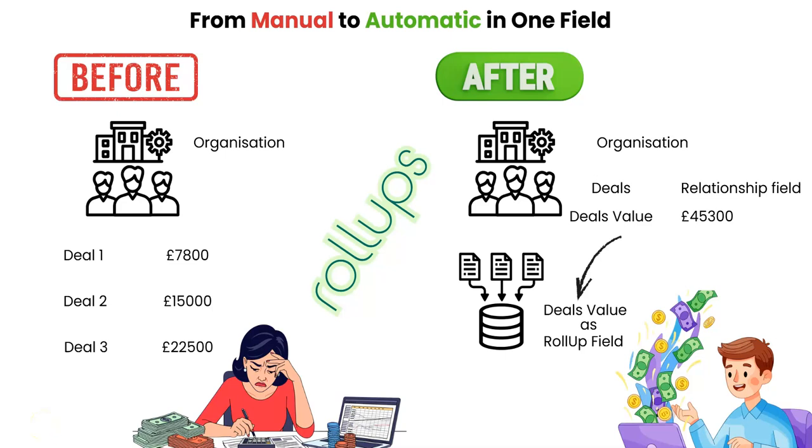If you are still opening every single task in ClickUp to add up deal values, project hours, or team workload, you are doing it the slow way. In this video, I'll show you how to use rollups so ClickUp calculates all of that for you automatically. We will look at a real example with organizations and deals.